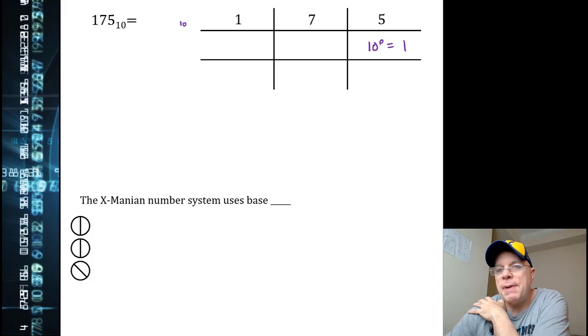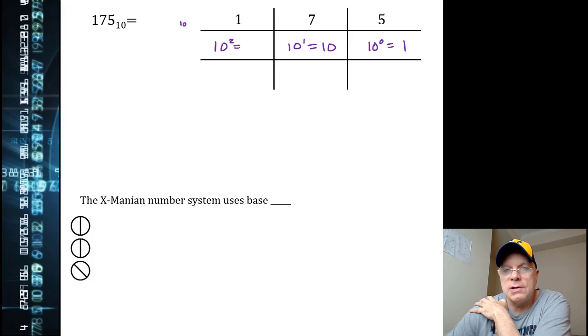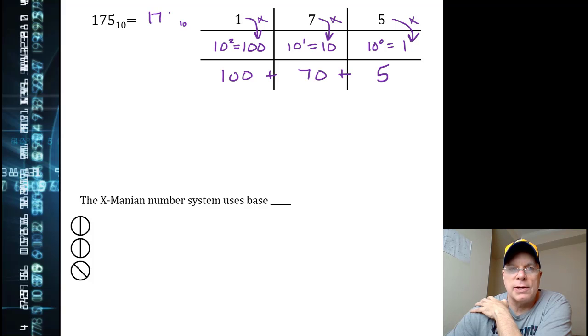So 10 to the 0 power is the ones place, 10 to the first power is the tens place, and 10 to the second power is the hundreds place. And so if you have a 5 in the ones place, you have 5 ones. 5 times 1 is 5. If you have a 7 in the tens place, 7 times 10, 7 tens is 70. And if you have a 1 in the hundreds place, 1 hundred is 100. So you have 100, 70, and 5. So you have 175.